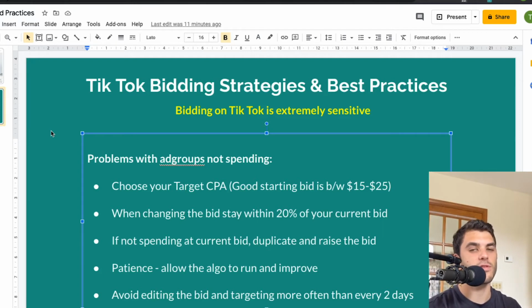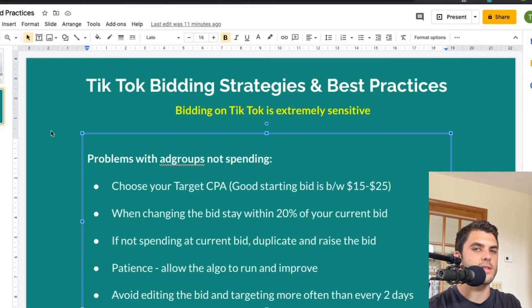We let that run for 2 to 3 days. It didn't spend. Next, we raised that same ad group to a $24 bid, and we waited another 2 days. It didn't spend. Right now, let's just duplicate that $24 bid ad group and raise it by $10 to $15. So they're two separate, and just let them both run. Okay, let them both run, and let TikTok's algorithm do its thing.